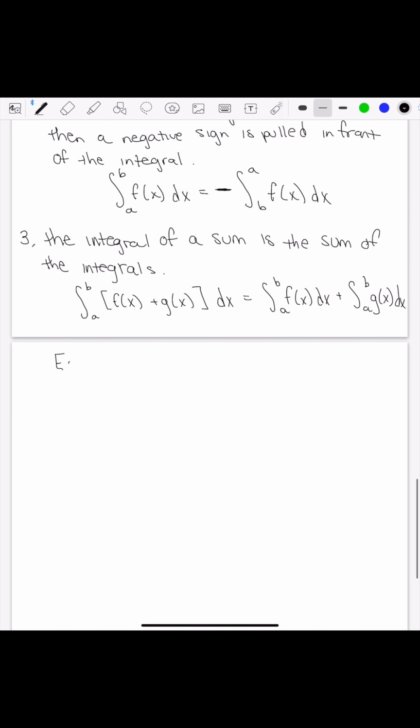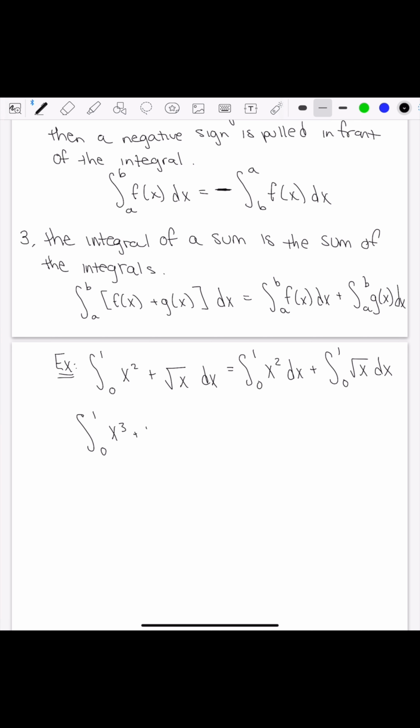So an example would be if I'm given the integral from 0 to 1 of x squared plus, let's say, square root x dx. Then I can split this up. I have to make sure I keep the bounds the same, so I take the first function and integrate that, and then I take the second function and integrate that. So basically this is telling us we can go term by term. If they're all added together, for example a polynomial, let's say x cubed plus 2x squared plus 6x dx.